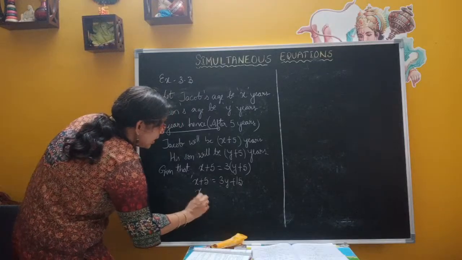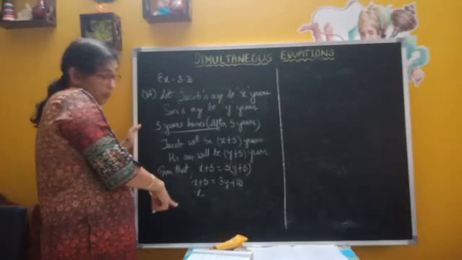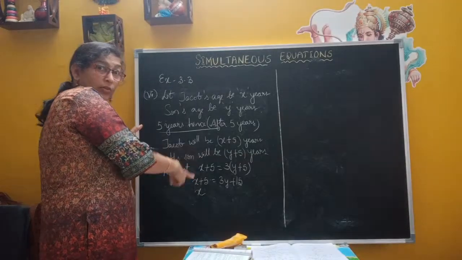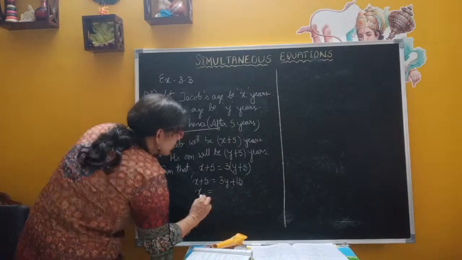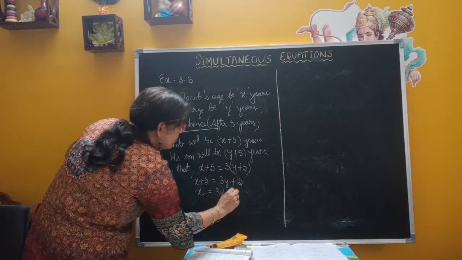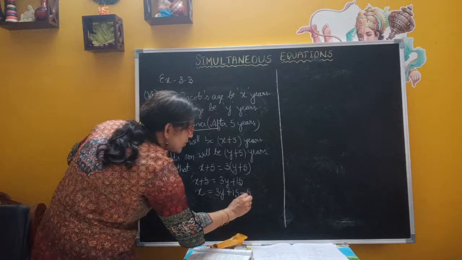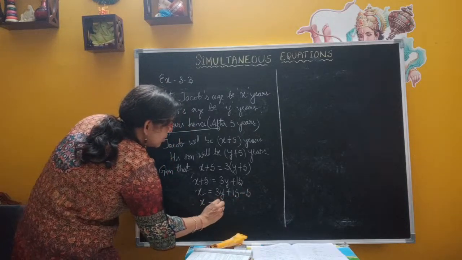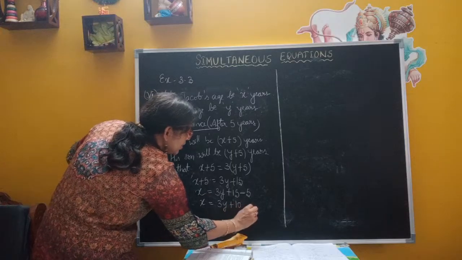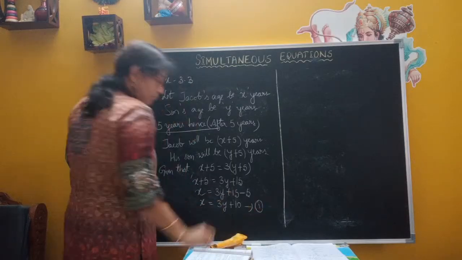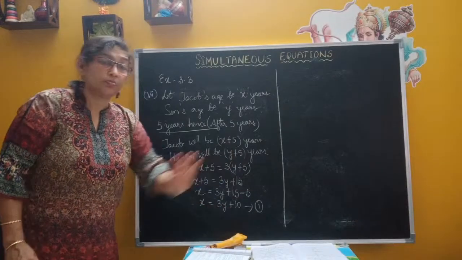Simplify this. I'll keep x here itself because in the third step we need it. So x is equal to 3y plus 15. I shift 5 to RHS, so minus 5. So x is equal to 3y, 15 minus 5 is 10, plus 10. This is equation 1. Okay, equation 1 is x is equal to 3y plus 10.